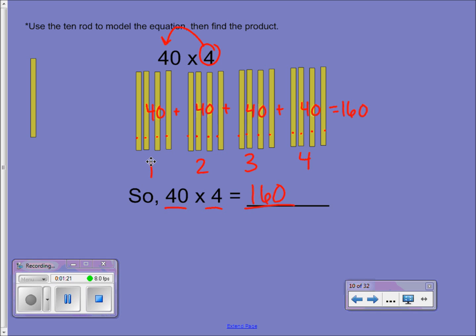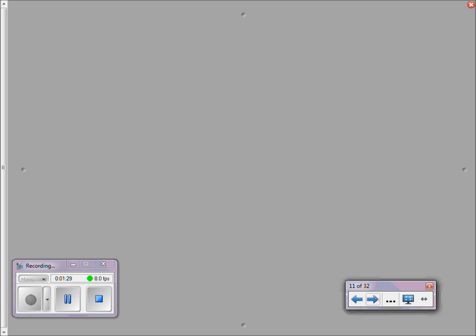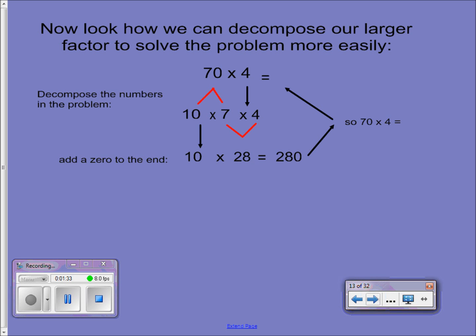And that is by using our decomposing strategy that we use to add and multiply, now using our number talk strategy. So here's an example. We're going to decompose our larger factor to solve the problem more easily. In the multiplication problem 70 times 4, 70 is clearly our larger factor, okay? Because of that, we break it down into friendly numbers.